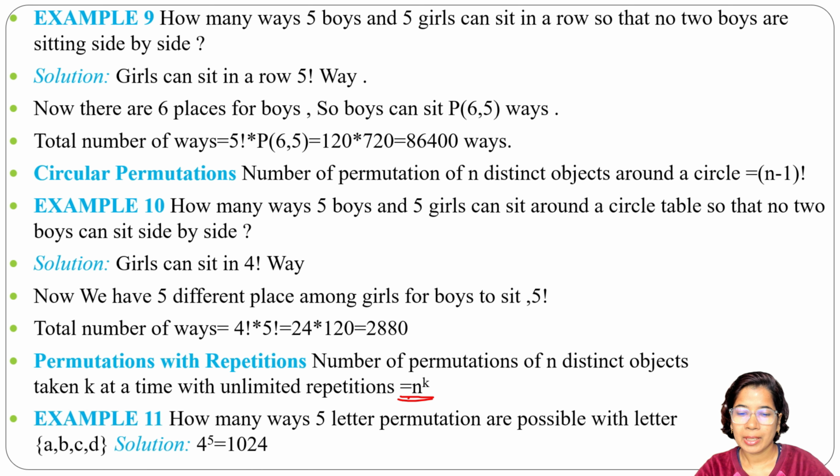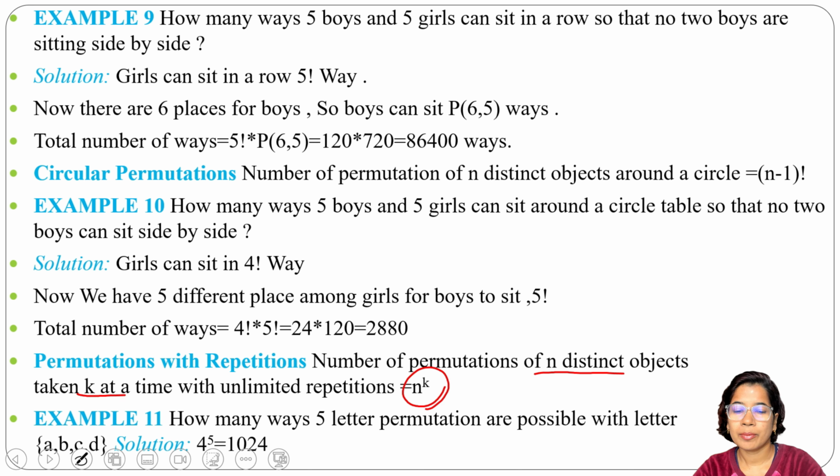Let's see one example. Example 11. How many 5-letter permutations are possible with the letters A, B, C, D? We have 4 letters, and how many ways can we make a 5-letter permutation? It's simple: 4 power 5. 4 power 5 is 1024. If repetitions are allowed, the number of permutations of n distinct objects taken k at a time with unlimited repetition equals n power k.